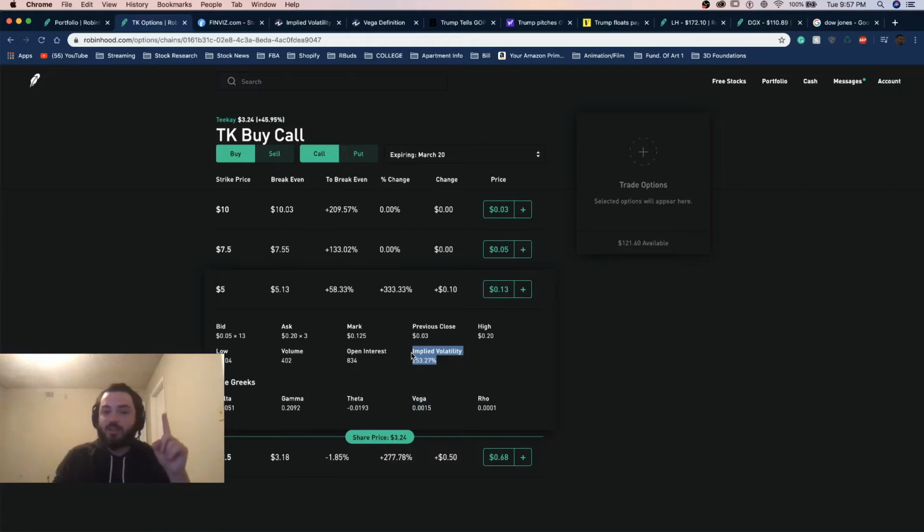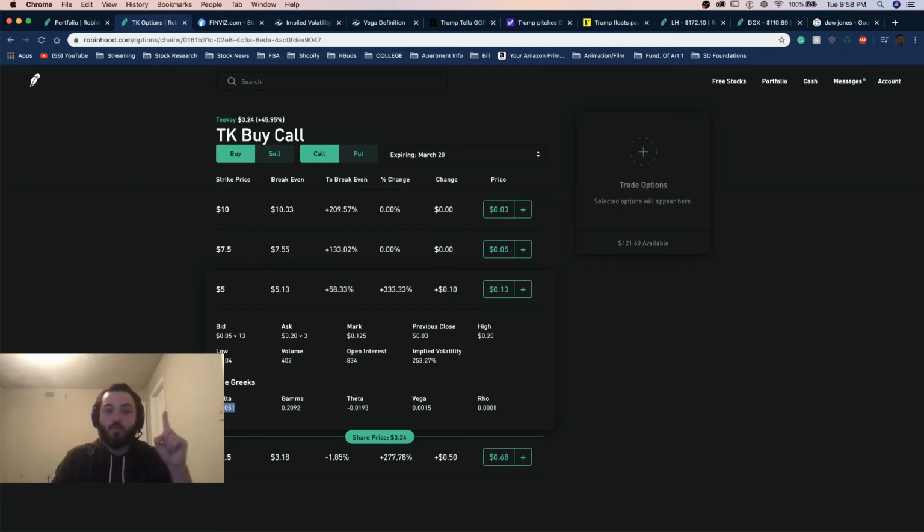Because I'm sure it's not going to continue to go higher. It may go to 300%. It's possible, but it's very unlikely because we kind of have an understanding of where this stock is going now. So 203% times 0.0015 leaves you with 30 cents of a decrease. Now, we're going to do all the calculations.